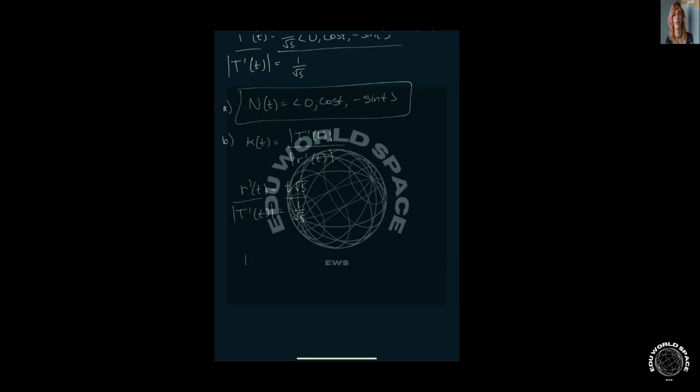and that will end up giving us our curvature. We're actually going to do it the opposite way, so this is going to be flipped. So what we're going to have is 1 over root 5 over t root 5. So what's going to end up happening is we'll get 1 over 5t, and that will be our final answer for the curvature.